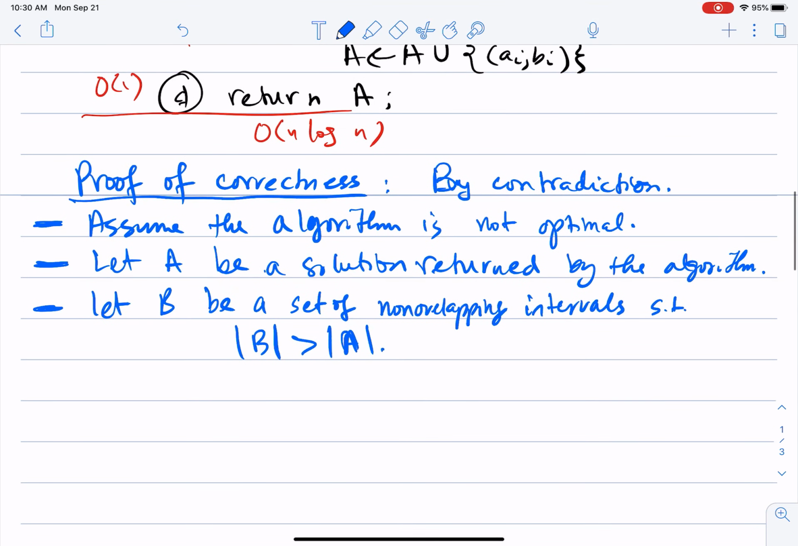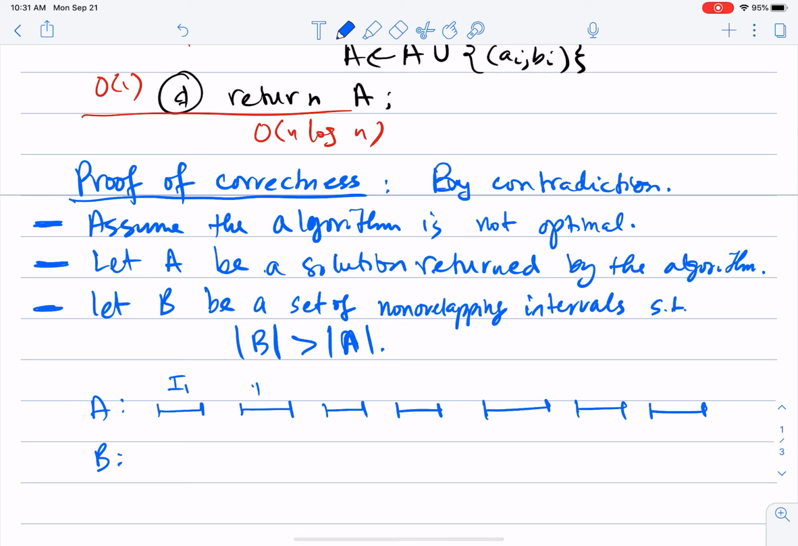So how do we do that? Again, this is one of the other general elements of proving correctness of greedy algorithms. If you look at A and B, A is a set of intervals: interval 1, interval 2, interval 3, listed in the order they were returned by the algorithm. So imagine that this is the set of intervals returned by the algorithm: interval 1, 2, 3, 4, 5, and so on. B is also another set of intervals.